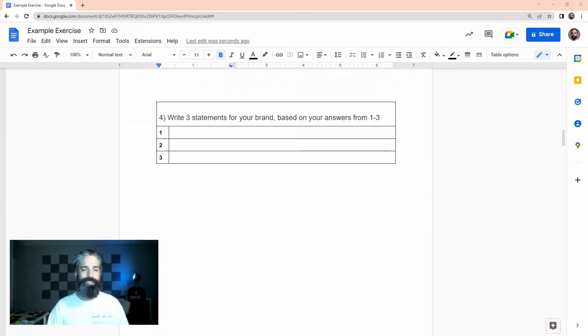Step four is write three statements for your brand based on your answers from 1 to 3. You can combine the words from your answers or just use them as inspiration to write a sentence, but the goal here is to write three statements for your personal brand. The reason I want you to write three is to just get some ideas out there. Don't worry about them being perfect. Just combine the words and the concepts from above into a statement about your brand and who you want to be within your content and within the world.